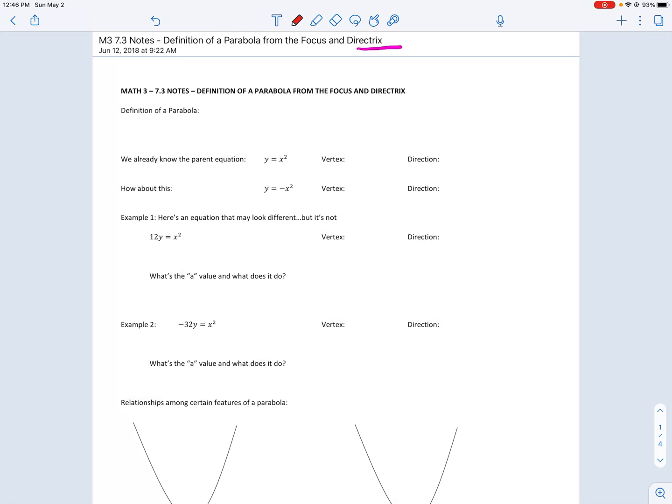Hello. Today we are going over the definition of a parabola from the focus and directrix. So first off, what is the definition of a parabola?